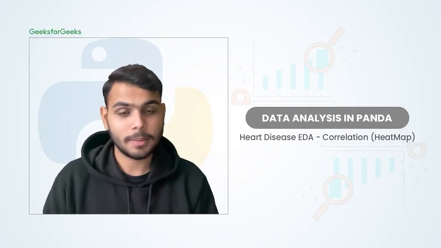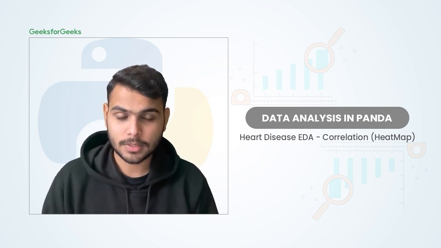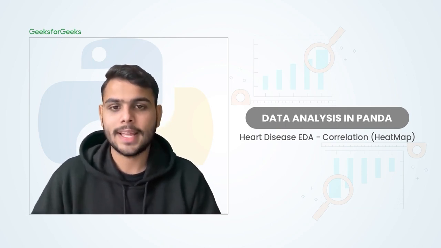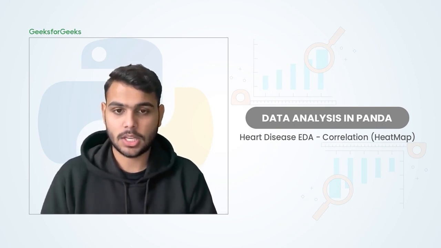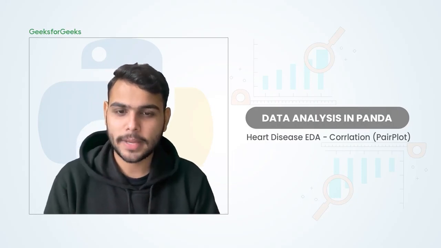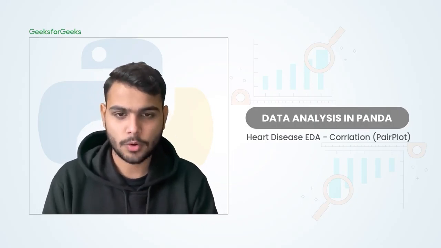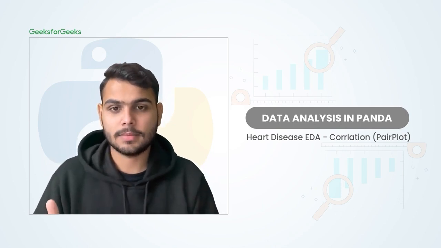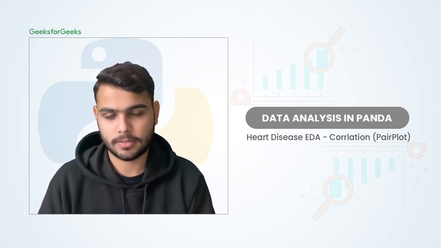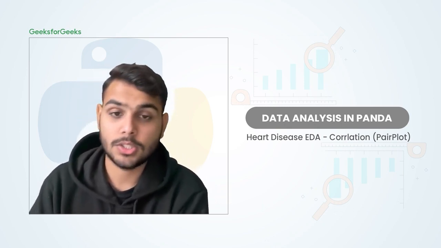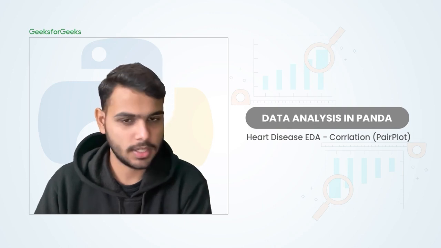So I'm hoping the concept is clear about heat maps and correlation: how we can find the correlation, how we can plot a heat map, and how I can analyze the heat map to see if there is any correlation or not. We are going to discuss specifically PairPlot, where we find the correlation between just two columns, whether they are correlated or not, and if they are, how much correlated they are, but just for a pair of two. Okay, so let's jump into it, and I'll see you on the other side.